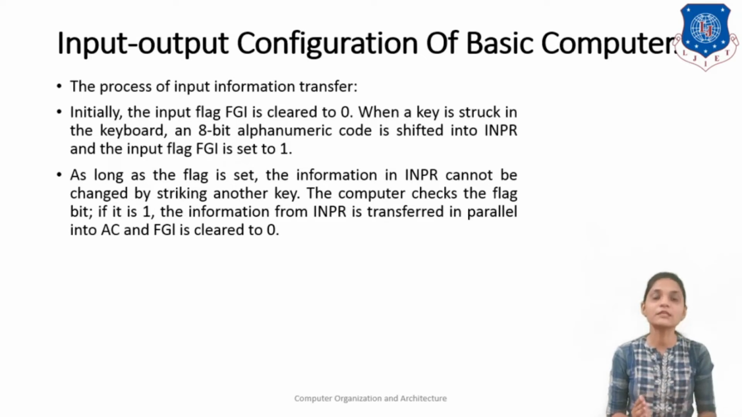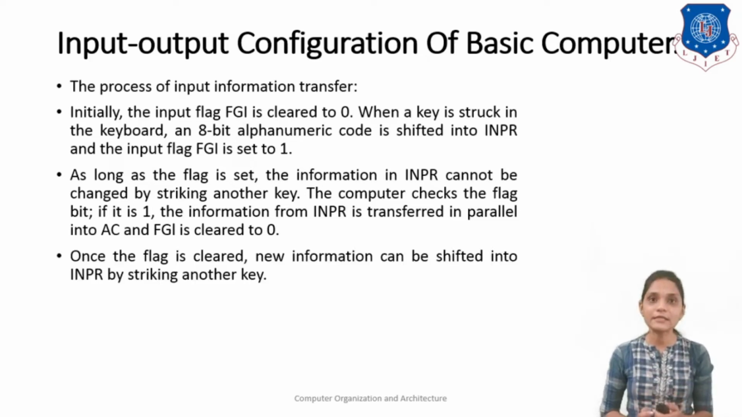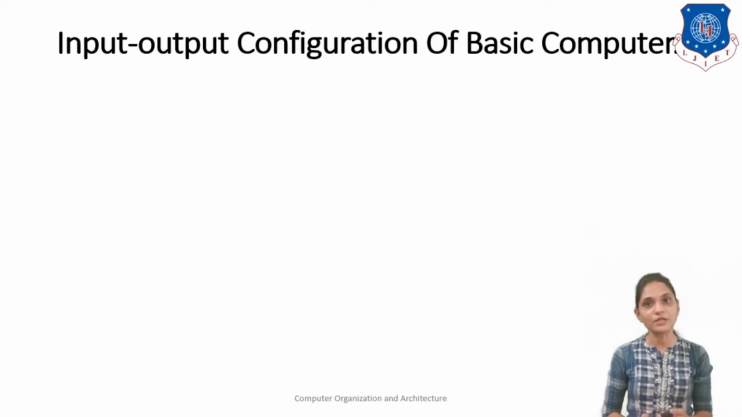If it is 1, the information from the INPR is transferred in parallel into the accumulator, and this FGI is cleared to 0. When the accumulator accepts the data, this FGI flag is cleared to 0, so that now you can strike the next key and store the data. Once the flag is cleared, new information can be shifted.